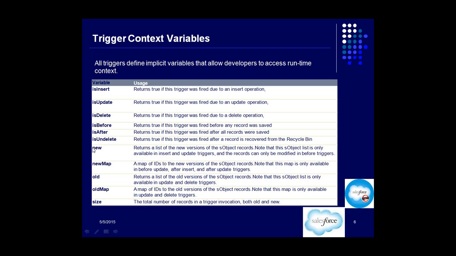Trigger.new is the method which returns a list of the new versions of the SObject records. So you don't have to define a new SObject there; you can use this new list. This SObject list is only available in insert and update triggers. We were trying to do an insert trigger, right? So it is available for us, instead of defining your own list.